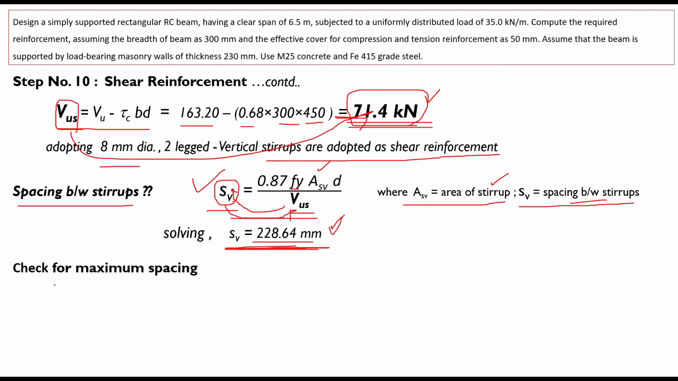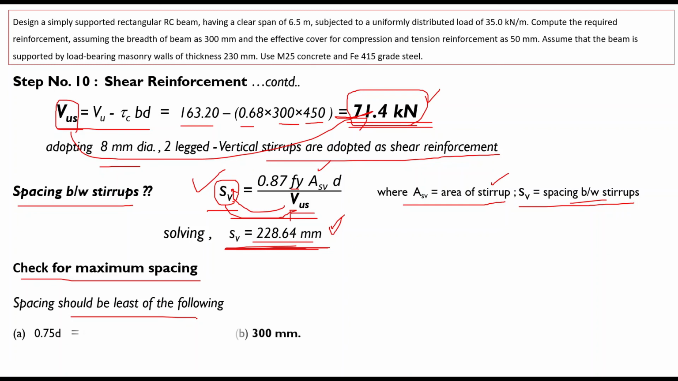So again, as per the codal advice, we have to apply a check for maximum spacing which is allowed. So maximum spacing should be the least of the following. First one is 0.75D, so it comes out to be 337.5, and 300, which was the other value. So we have to pick the least of them. So least of them is 300 mm, but this least is greater than this. So even this is not applicable. This value is not applicable. We have to go for the 228.